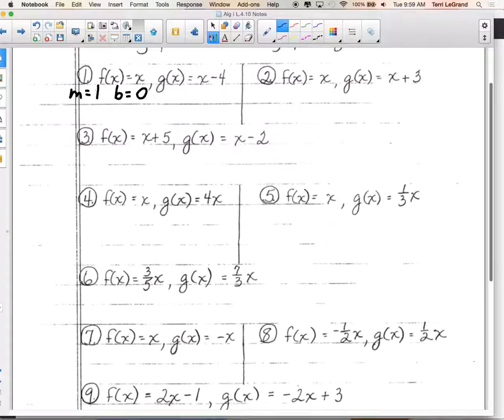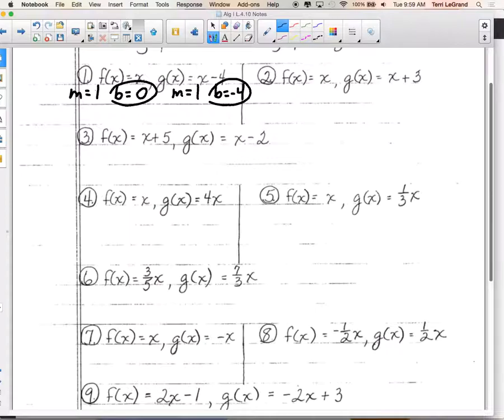Well, how about the g of x? So in other words, now the parent function has been transformed. So what's its m value, its slope? It's still 1, isn't it? It's just an x. What's its b value? Okay. So we're going to look for changes. Did the slope change? No. Okay. How about the y-intercept? Yeah. Okay, let's circle that. So the y-intercept changed. So which of our transformations changes only the y-intercept?